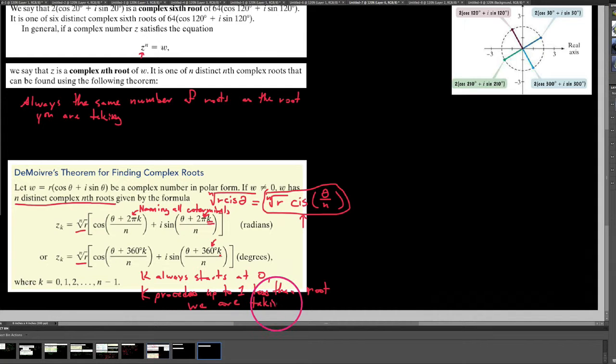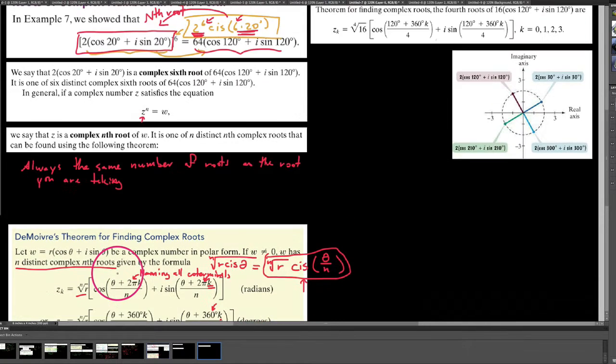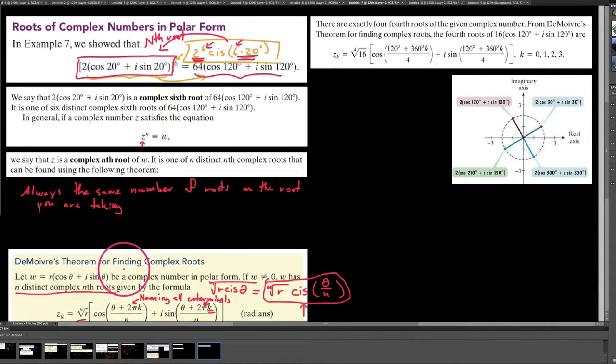And so I just want to throw this at you here and see if I can get you to understand what I mean about k. I think it's easy to look at if you have an example. So taking a look up here, there are exactly 4 fourth roots of the given complex number, and from De Moivre's theorem for finding complex roots, the fourth roots of this number are as follows. With this extension of De Moivre's, we have this number here, 16 CIS 120 degrees. Now we're asking what we would get if we were to take the fourth root of this number.